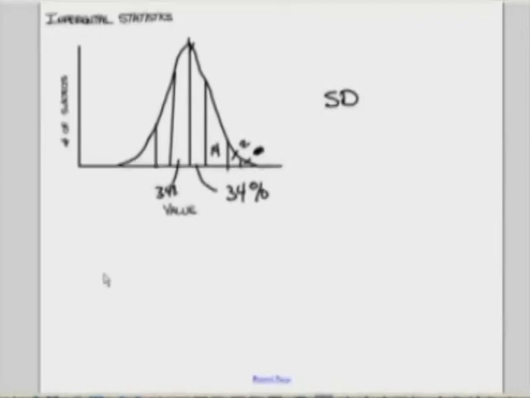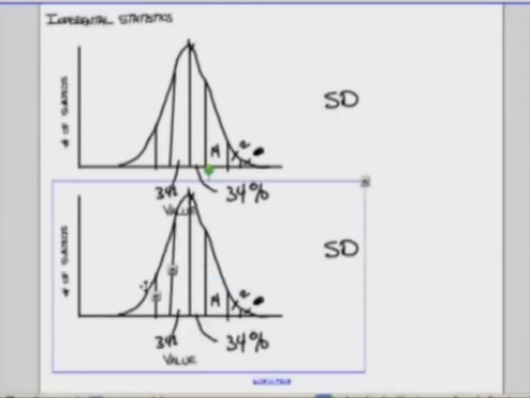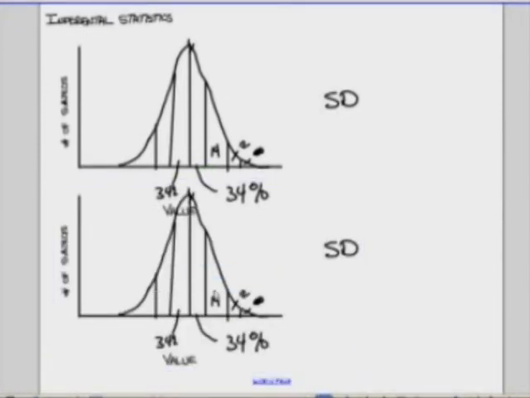I do one group and I get that graph that you see there. And I do a second group and I get another bell curve. Does this make sense to everybody?